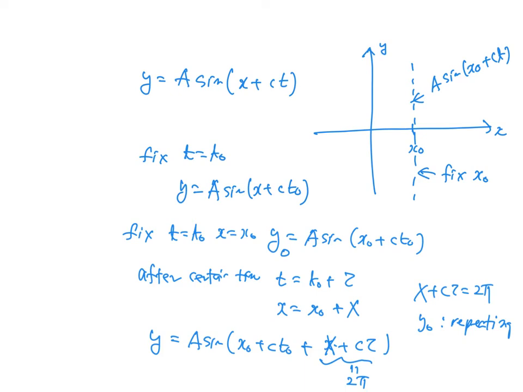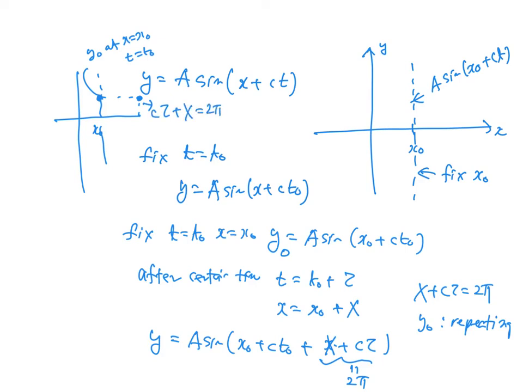So assuming that this is x0, so this is a value, y0, at x equal x0, t equal t naught, and the same point can be reproduced here when c tau plus X is 2 pi. Right? So if you throw the stone, then the same height can be reproduced at a later point, a later time. So the pattern is propagating along space-time. You can regard this as a pattern.